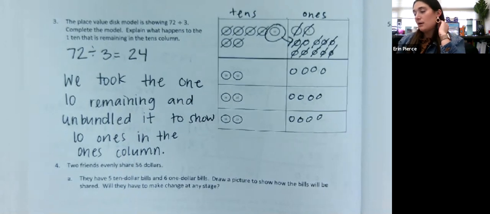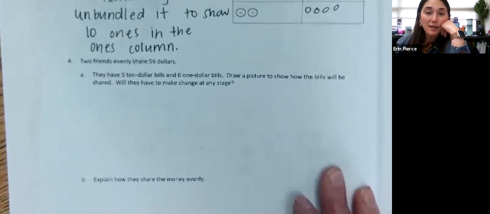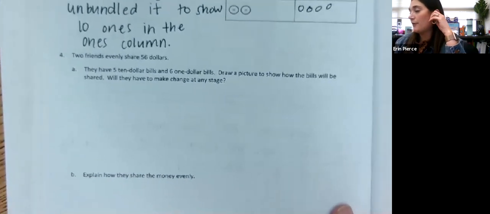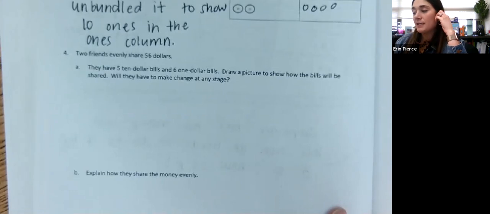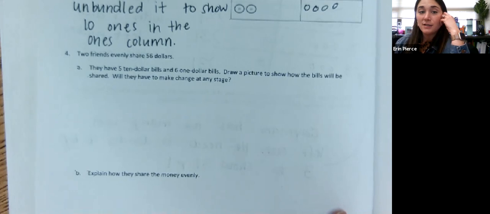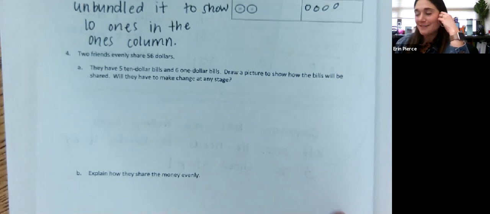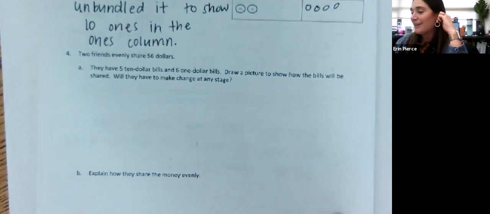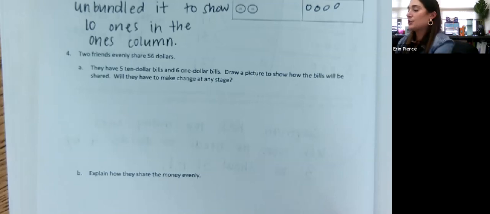Let's end our problem set with just number 4. We're not going to do number 5. 2 friends evenly share $56. They have 5 $10 bills and 6 $1 bills. Draw a picture to show how the bills will be shared. Will they have to make change at any stage?